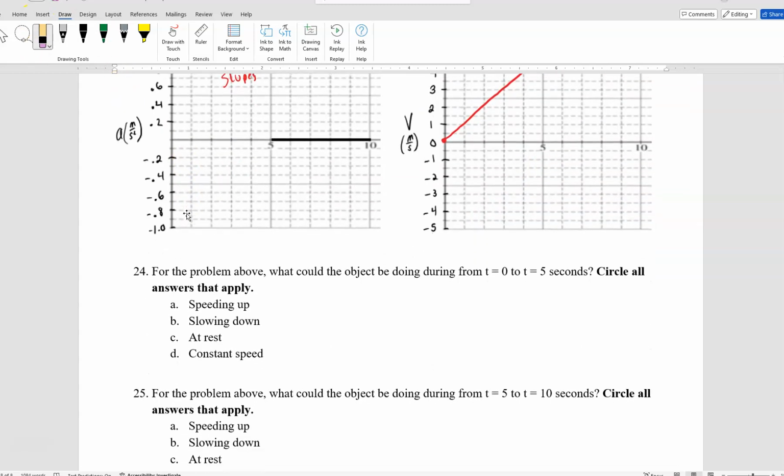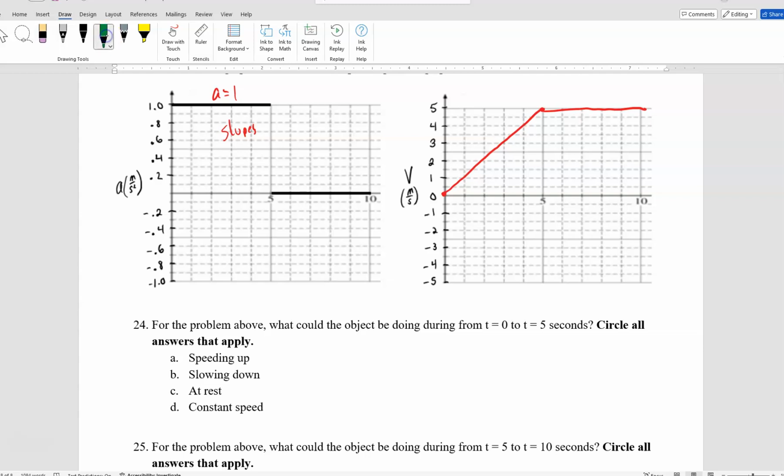It says, what could the object be doing from t equals 0 to t equals 5 seconds? Circle all answers that apply. Well, like I just said, you could be going forward and speeding up, so that's A. Heck, you could be down there on the bottom half of the graph with a positive 1 slope. That would mean you are going in the negative direction and you are slowing down. So you are changing speeds because you have an acceleration, which means it's A or B. You just can't have at rest or constant speed.